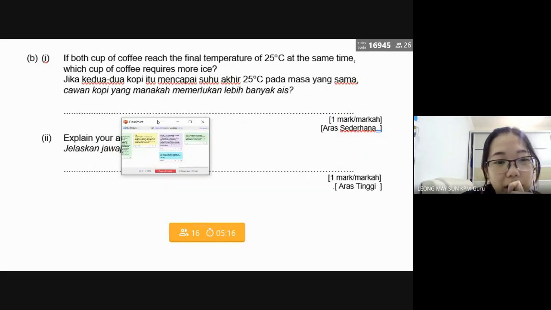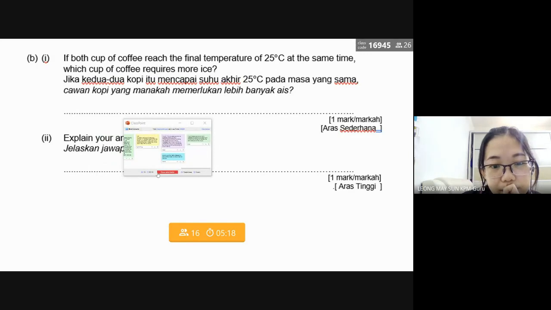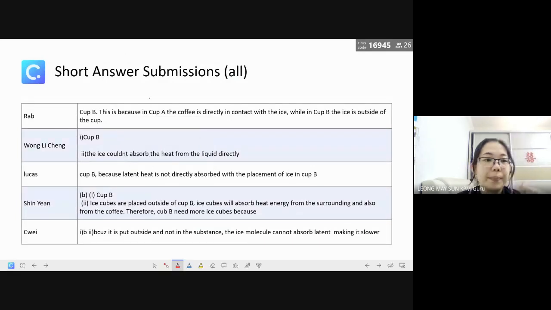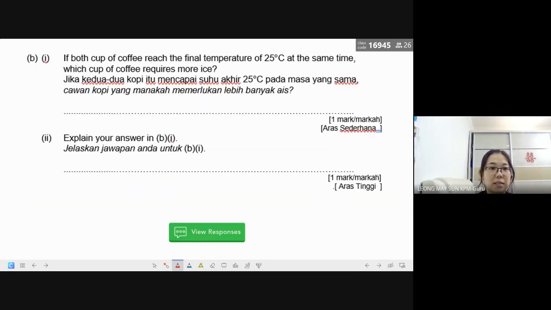Okay, I'm gonna stop here to show you guys the answer. I'm inserting all the answers in right now. So the short answers right now. Question is, which one will actually require more ice? I think most of you are answering it correctly. The answer is yes, B. Here, explain your answer. This is only a 1 mark question.